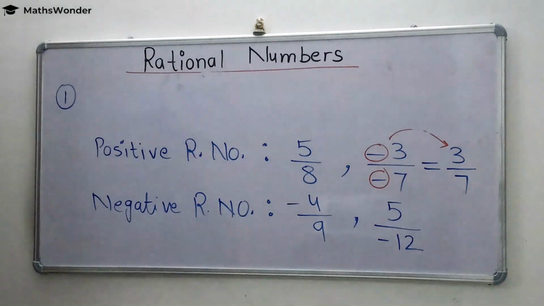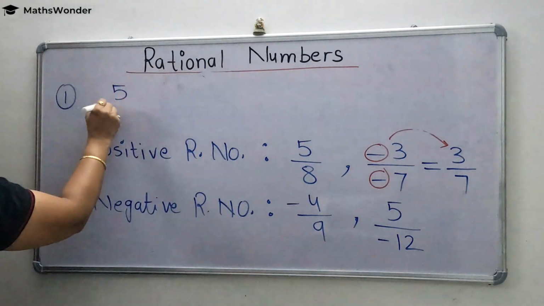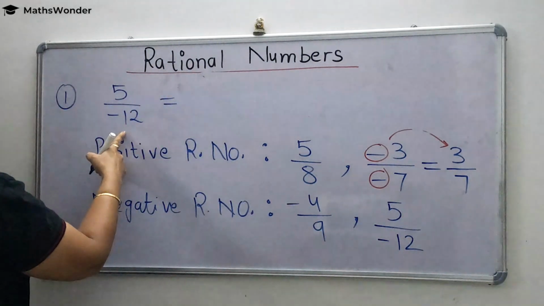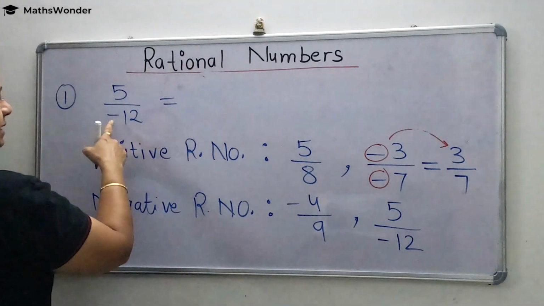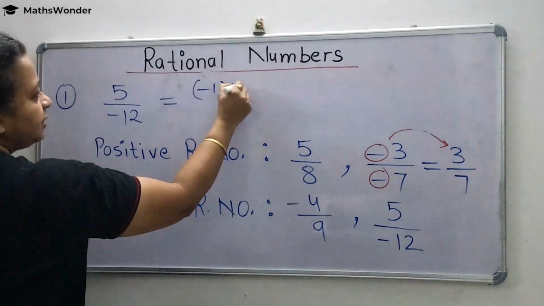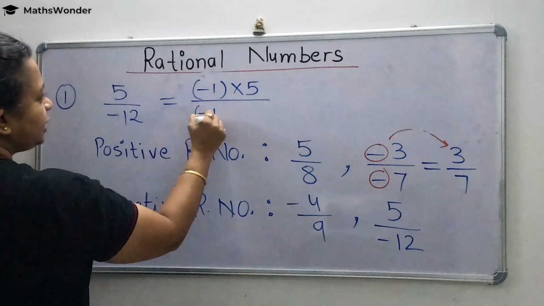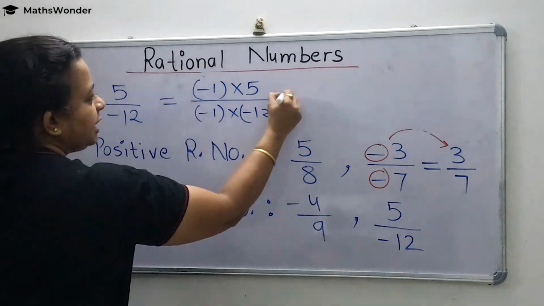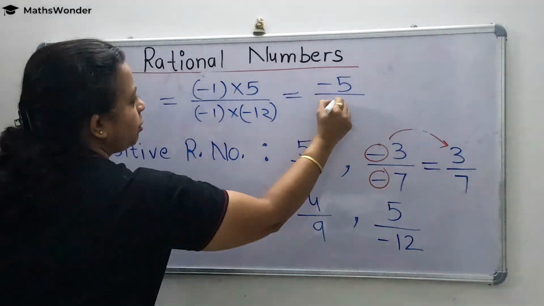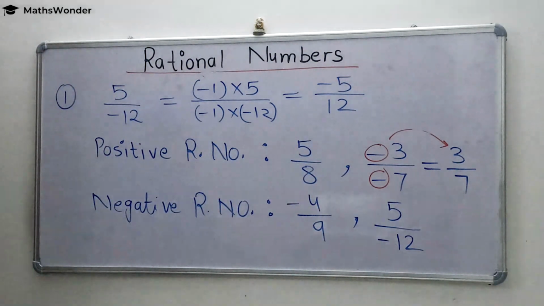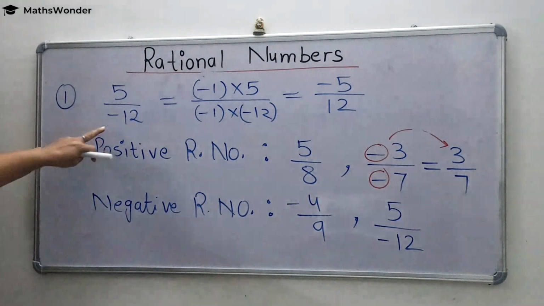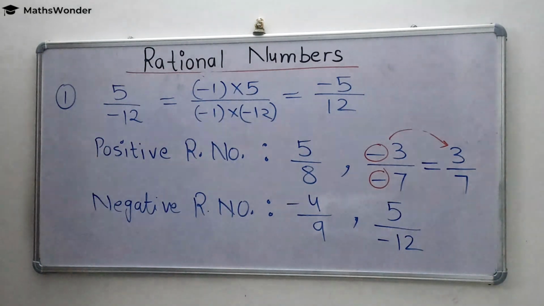For example, suppose this example, 5 over negative 12. So you have to remove this negative sign. The long process is, you multiply negative 1 with both numerator and denominator, and it converts into the positive one, now 5 over 12. The negative sign from the denominator we can shift to the numerator. So you can do it directly. This is the process. If anyone asks how come, you can explain it.